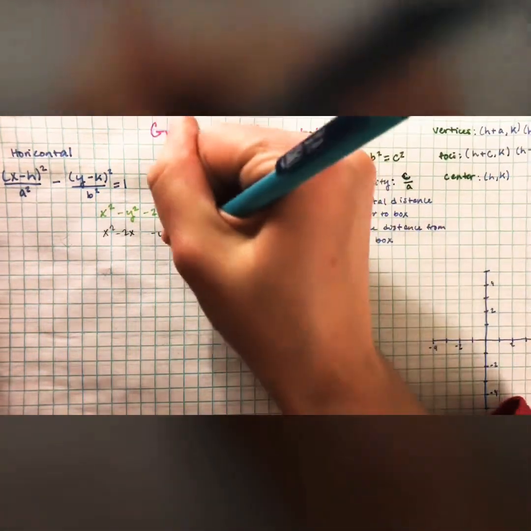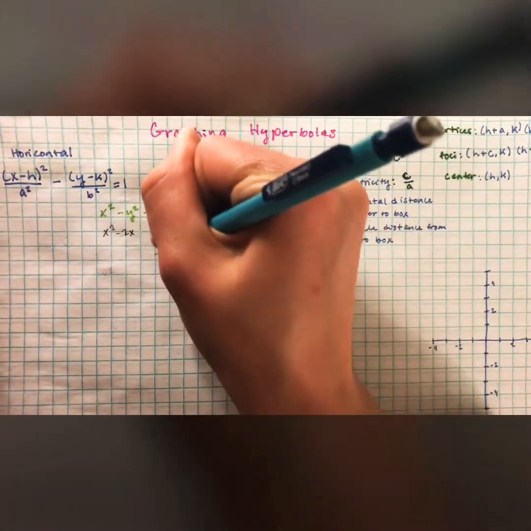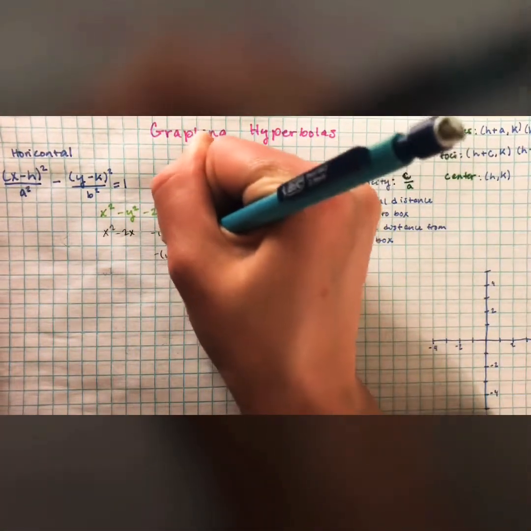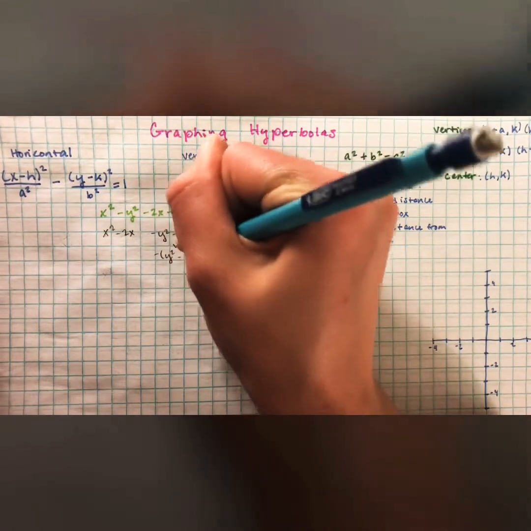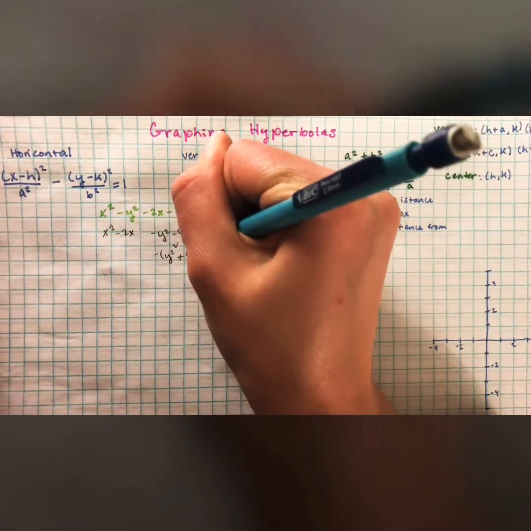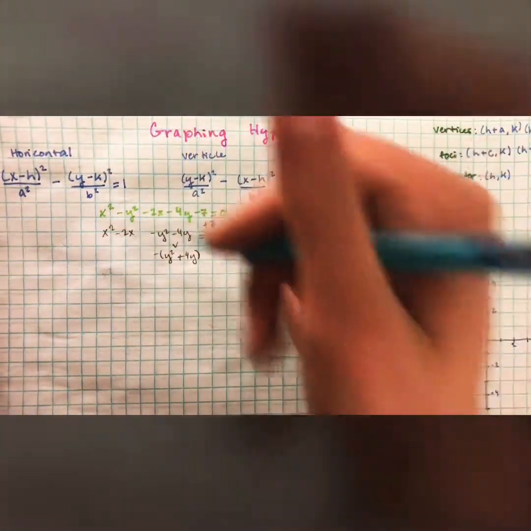Okay, and one thing that I can do with this is I can take out the negative and just have negative and then y squared plus 4y. And that looks a little bit more like this.